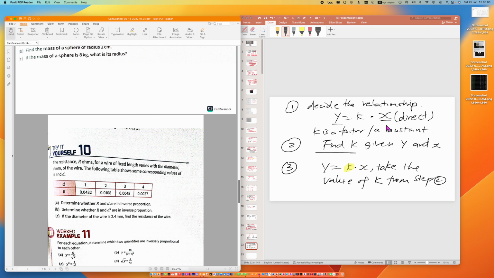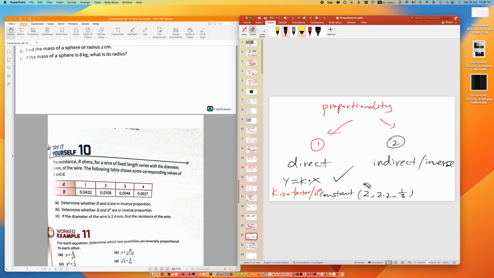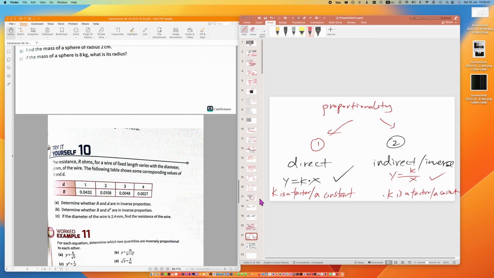So we talked about direct, right? Now we talk about indirect. Indirect is y equals k over x. Instead of using y equals kx, if it's an indirect relationship, you use this formula. K is a factor and it's also a constant. And you follow steps 1, 2, and 3 exactly.